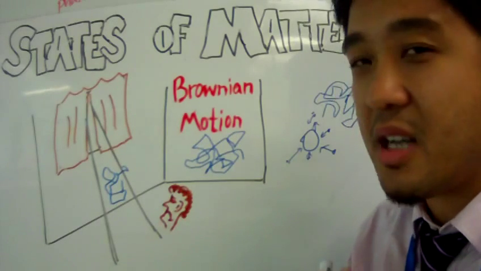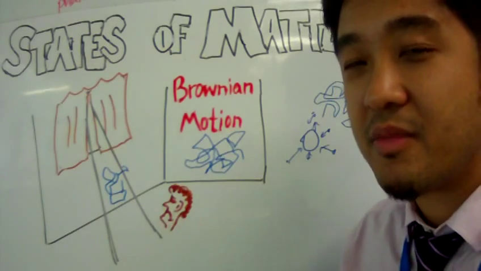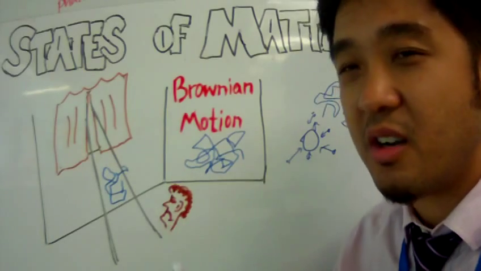So that, in a nutshell, is Brownian motion. Again, this is the untrue story of Robert Brown.